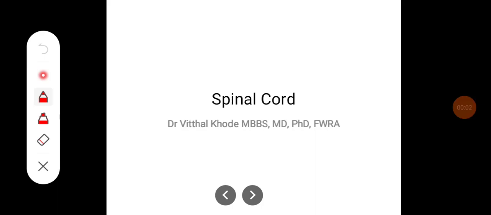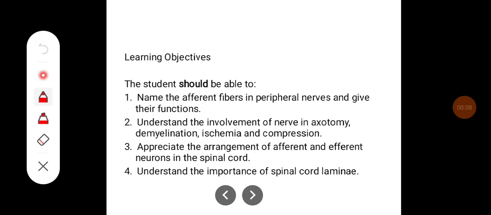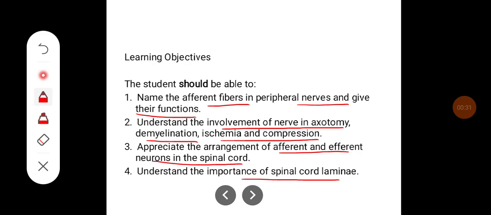Hello everyone. In this particular class, we'll try to learn briefly about the organization of the spinal cord. The learning objectives of this class would be to name the afferent fibers in peripheral nerves and give their function, understand the involvement of nerve in axotomy, demyelination, ischemia and compression, appreciate the arrangement of afferent and efferent neurons in the spinal cord, and understand the importance of spinal cord laminae.